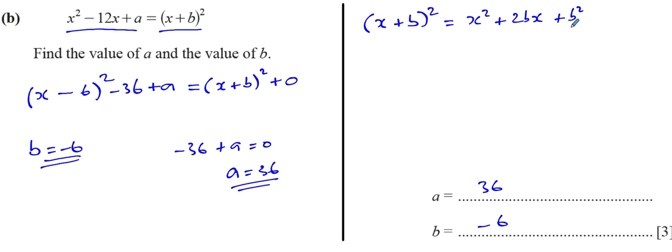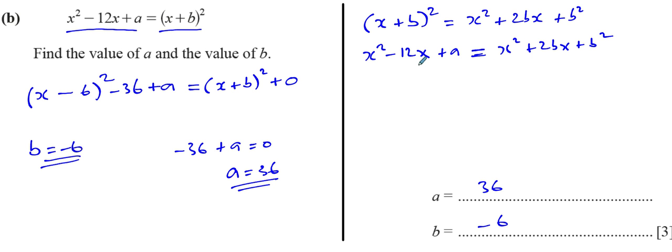Now, we know that it tells us (x plus b) squared is equal to this. So I can say that x squared minus 12x plus a must be the same as x squared plus 2bx plus b squared. Now, if I compare the coefficients of the x squareds on both sides, they must be the same because these are equal to each other. So 1x squared must equal 1x squared, which it does.